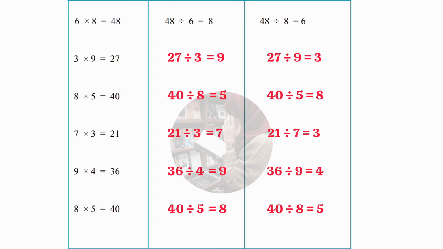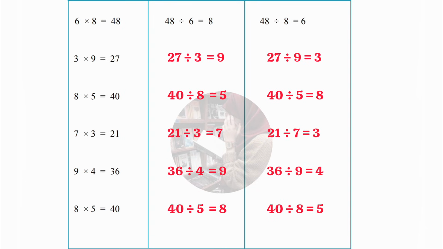Let's see the next one, which is 8 multiplied by 5 is 40. So division form 1 is 40 divided by 8 is 5, and the second form is 40 divided by 5 is 8. Okay, next one, 7 multiplied by 3 is 21. So we can write it as 21 divided by 3 is 7. The second division form is 21 divided by 7 is 3. Next one, 9 4s are 36. So 36 divided by 4 is 9, and 36 divided by 9 is 4.